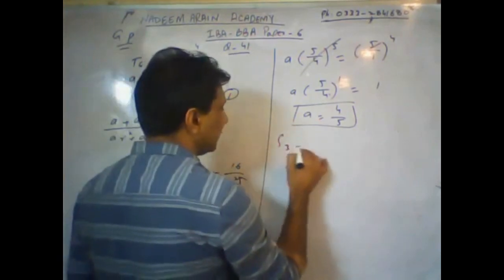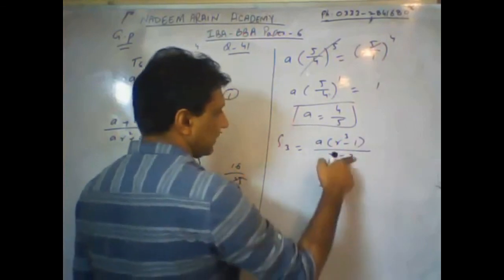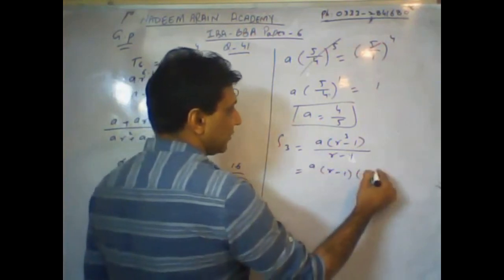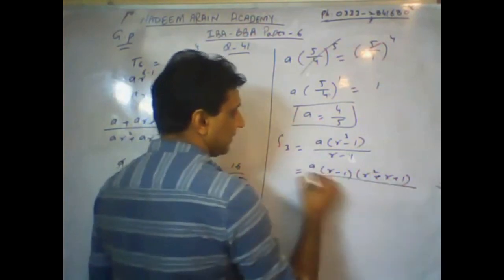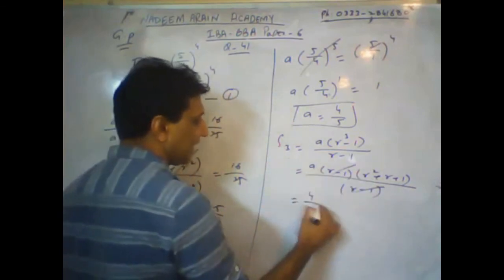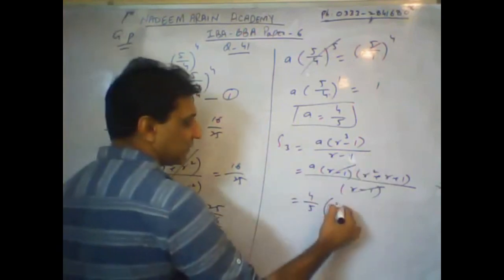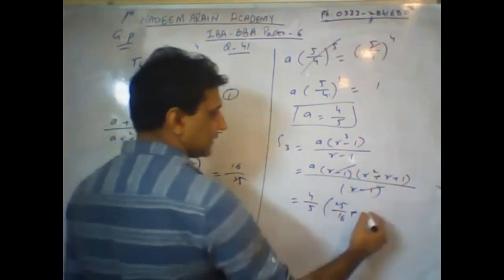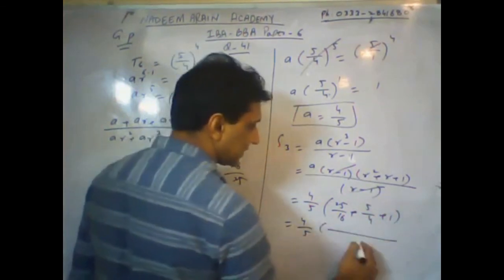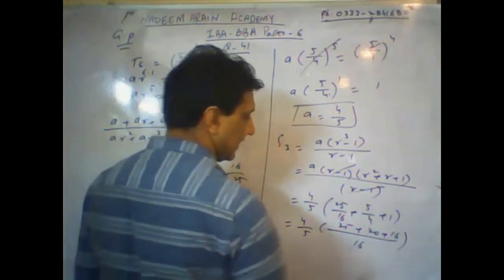The sum of 3 is equal to a(r to the power 3 minus 1) over r minus 1. Remember a cube minus b cube is (a minus b)(a squared plus ab plus b squared). The r minus 1 cancels out. Put the value of a, 4 over 5, and put the value of r, that is 5 over 4. 5 over 4 squared is 25 over 16, this is r, 5 over 4, and this is 1. Take out the LCM, 16. This is 25 plus 20 plus 16.